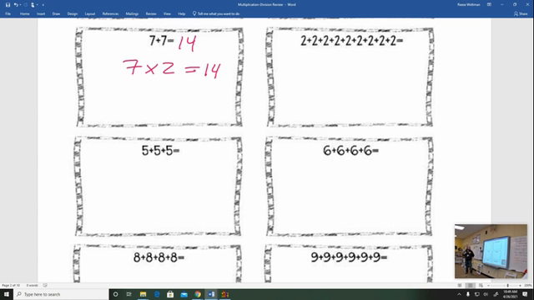Don't worry about it. Okay, Aiden, what's our multiplication fact here? How many 2's do we have? 9. So what's the problem? 2 times 9 equals 18. That is correct. Now you could have skip counted there too, right? 2, 4, 6, 8, 10, 12, 14, 16, 18.